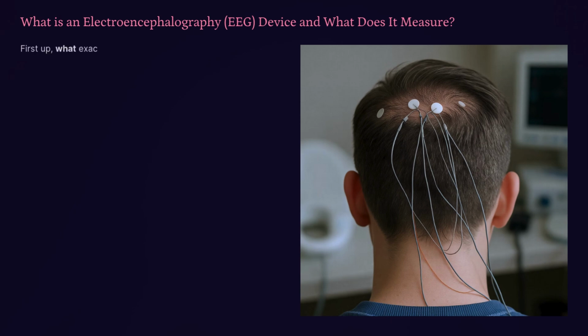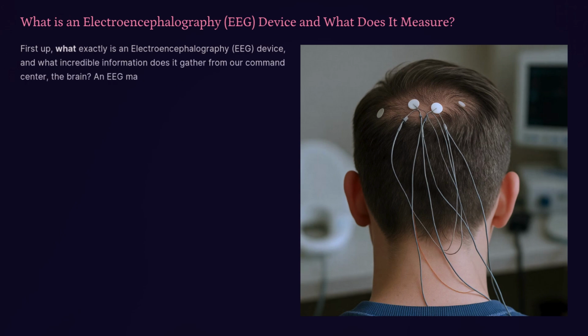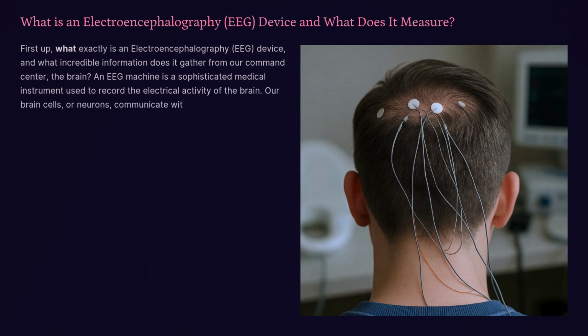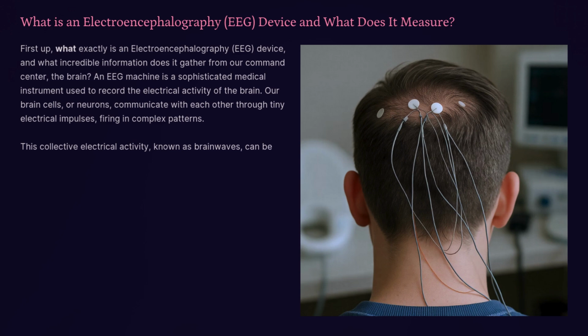What is an electroencephalography (EEG) device and what does it measure? First up, what exactly is an electroencephalography (EEG) device and what incredible information does it gather from our command center, the brain? An EEG machine is a sophisticated medical instrument used to record the electrical activity of the brain. Our brain cells, or neurons, communicate with each other through tiny electrical impulses, firing in complex patterns. This collective electrical activity, known as brainwaves, can be detected from the scalp.